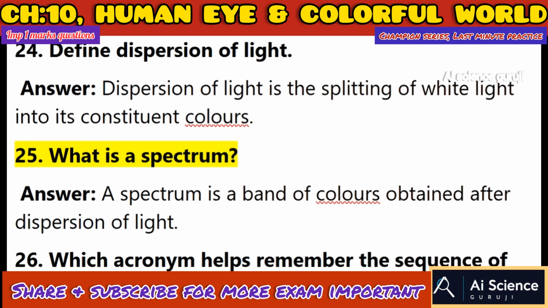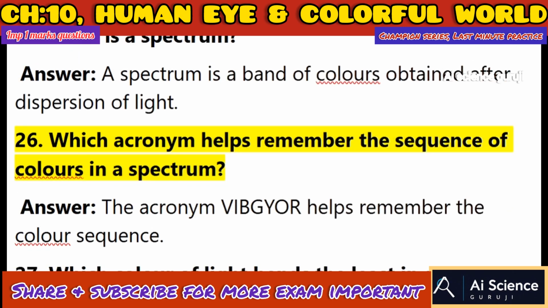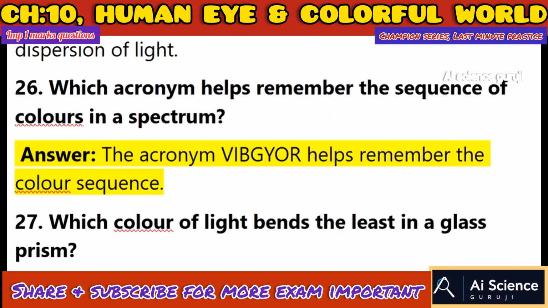25. What is a spectrum? Answer: a spectrum is a band of colors obtained after dispersion of light. 26. Which acronym helps remember the sequence of colors in a spectrum? Answer: the acronym VIBGYR helps remember the color sequence.